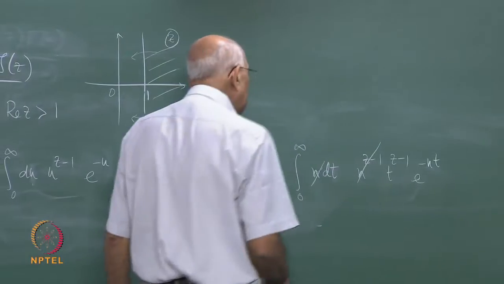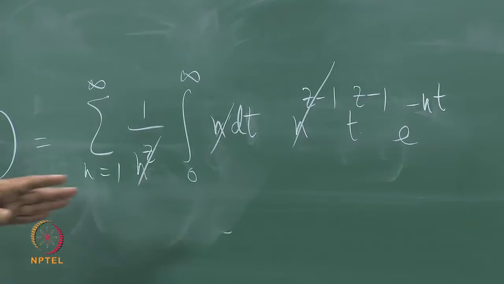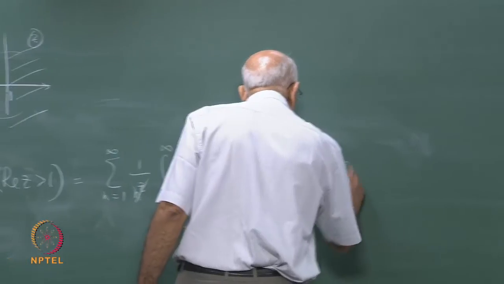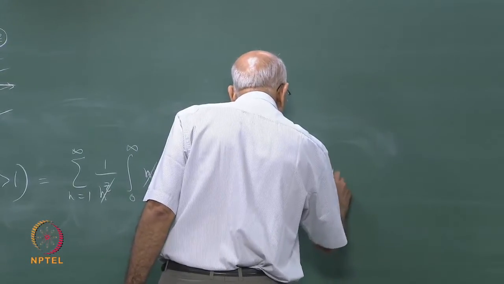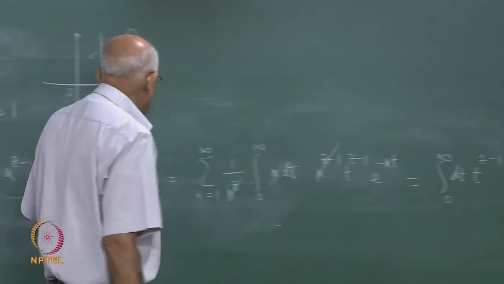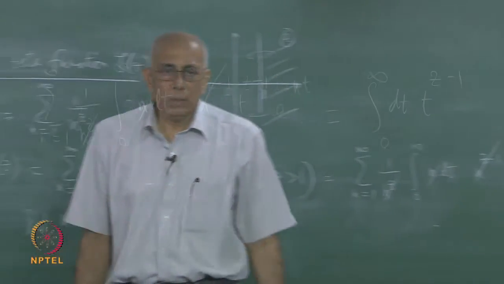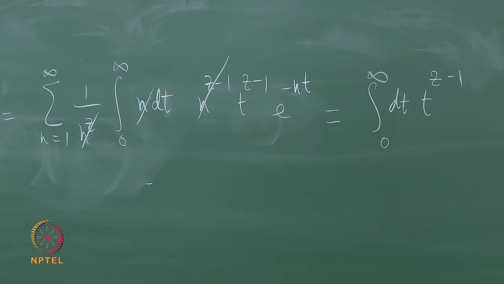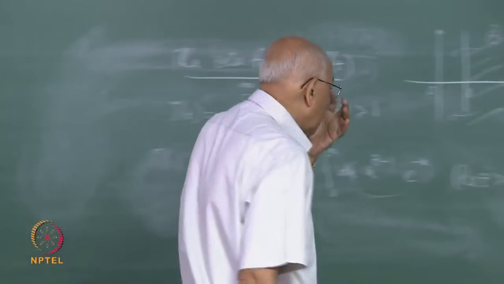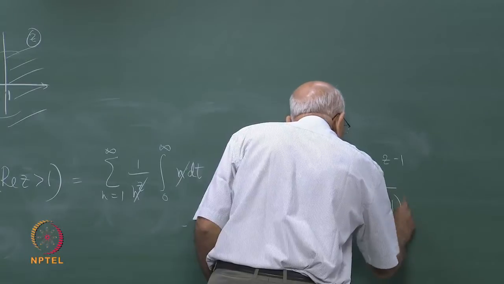This is n dt times that, and the factors of n cancel out completely, and then I can interchange the order of summation and integration. So this becomes equal to an integration from 0 to infinity dt t to the power z minus 1, and this is a geometric series e to the minus nt starting from n equal to 1. So the answer is e to the minus t over 1 minus e to the minus t, because e to the minus t is less than 1, and I multiply through by e to the minus t, and it just becomes this divided by e to the t minus 1.